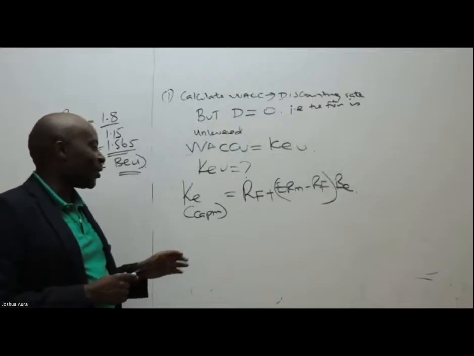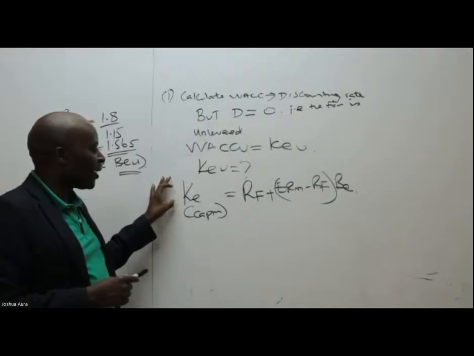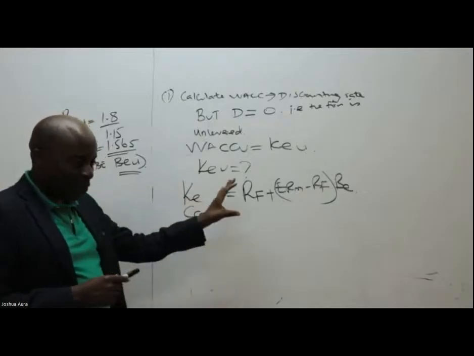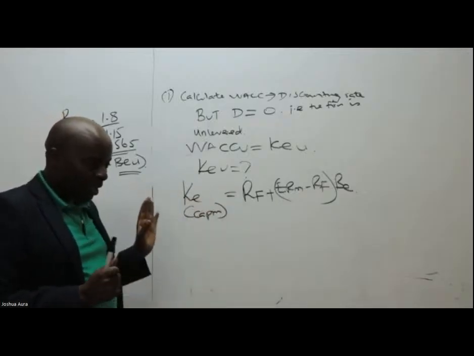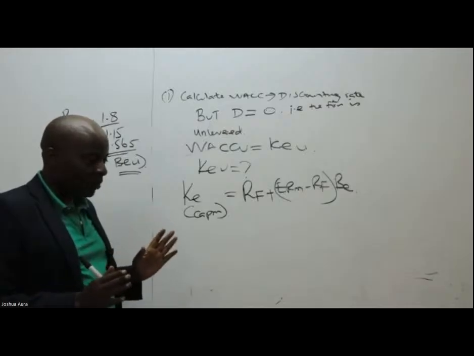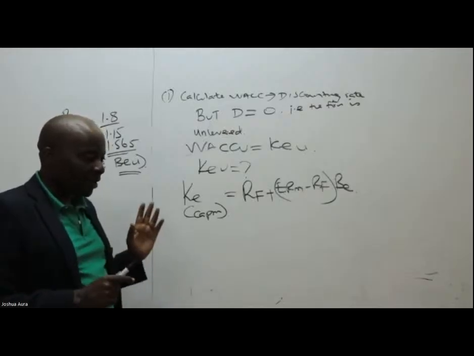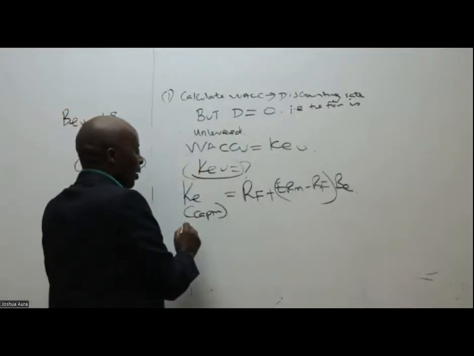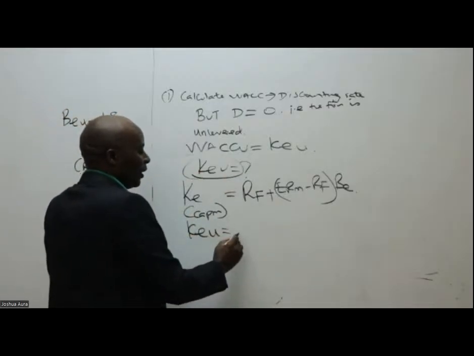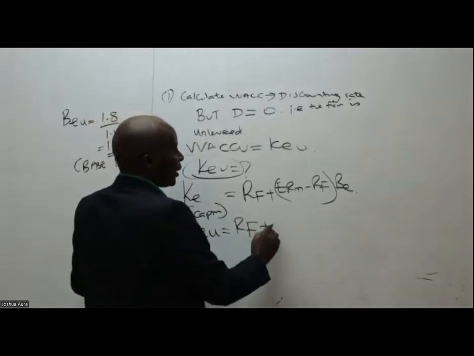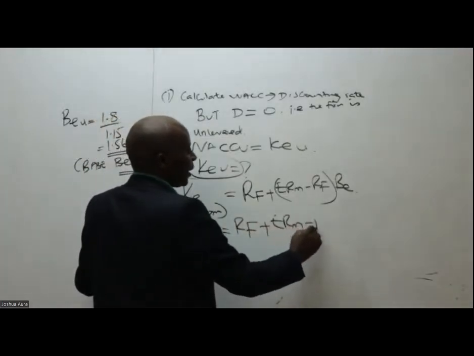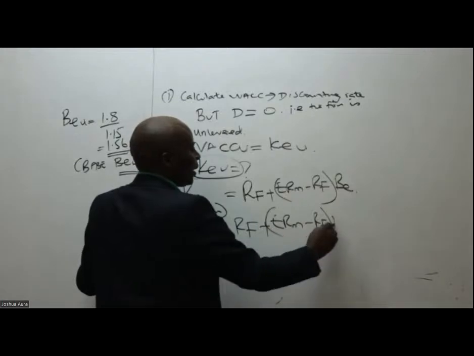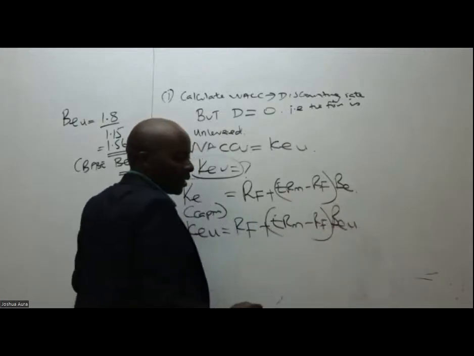So could you kindly, ladies and gentlemen, confirm whether you've been able to write up to here? Are we together up to here? I'm not even asking about understanding, but first of all, are we together? Great. So what they want us to do is to give them Ke U, cost of equity of unlevered firm, which will be equal to risk-free rate plus expected return of the market minus risk-free rate, times beta equity unlevered, like that.